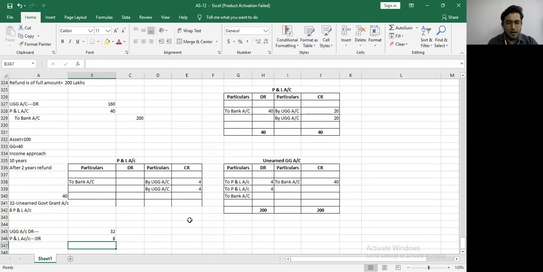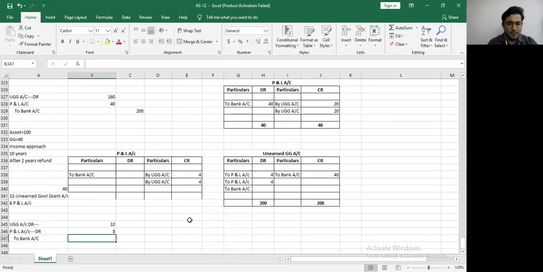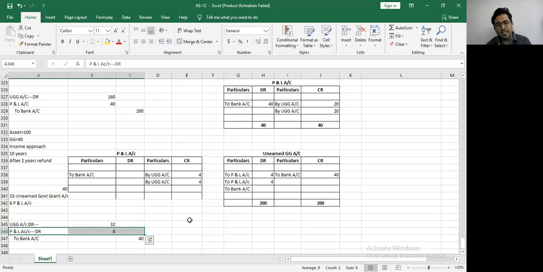I will debit it by 8. Now tell me, earlier you credited 8 and now I am debiting 8, has the effect been nullified? Yes or no? Earlier you credited P&L by 8, you told me yourself. Now I am debiting P&L by 8. My question to you is, is the effect squared up? Is the effect nullified? Yes or no? Yes, so you credited in the earlier years and now you are reversing it.